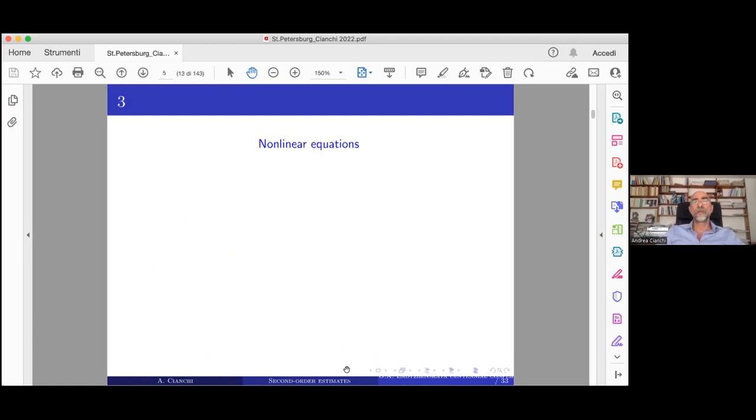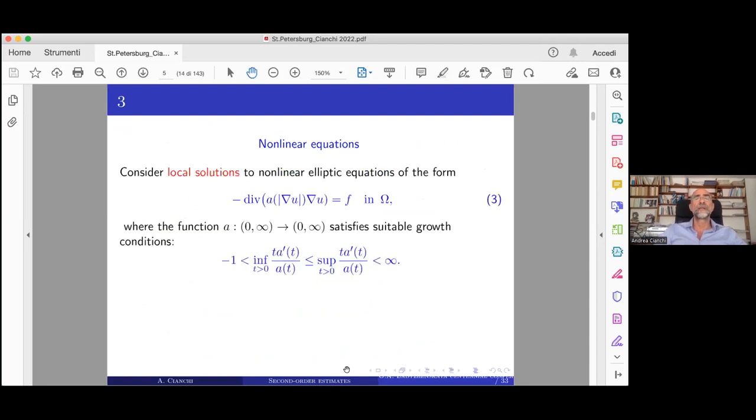Now let's go to nonlinear equations, which is the topic of my talk. In principle, we can deal with local or global solutions to nonlinear elliptic equations of this form, where you have the divergence of an operator, which is a gradient times a coefficient that depends on the modulus of the gradient, and we have the right-hand side f. Now, this coefficient satisfies certain growth conditions of this form, which essentially tell that it's far away from the one-Laplacian, this is a lower estimate, and it has a growth which is not faster than polynomial. This is the upper estimate, in a sense.